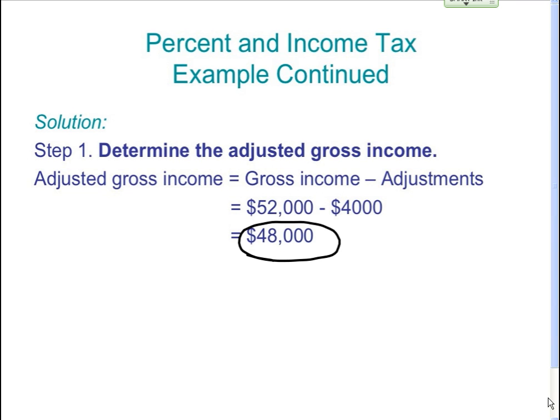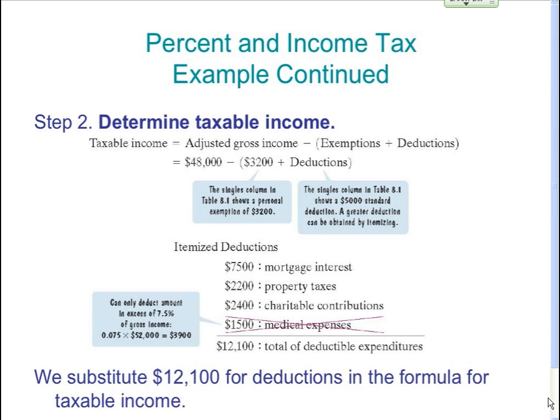Next, you have to figure out your taxable income. So you're going to take your adjusted gross and subtract off your exemptions and subtract off your deductions. Now, to figure out your deductions, you first want to figure out which is larger, a standard deduction or an itemized deduction. All right, so everybody gets one exemption per person. So she's a single woman with no dependents, so she's going to take off the $3,200. That's the one exemption she gets.